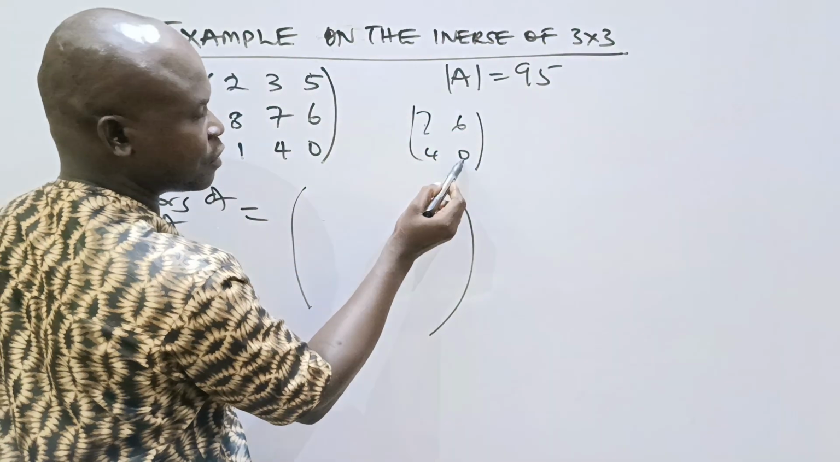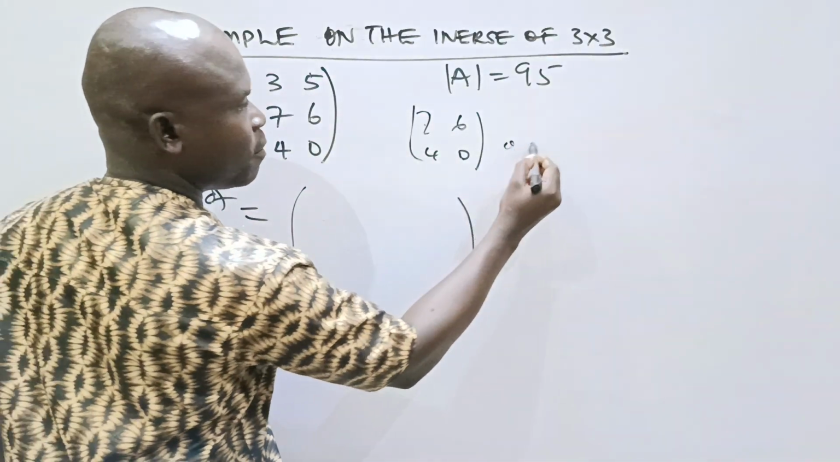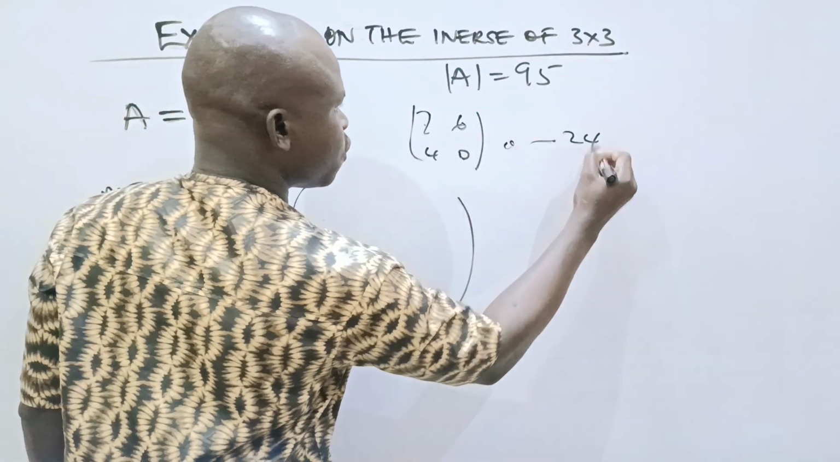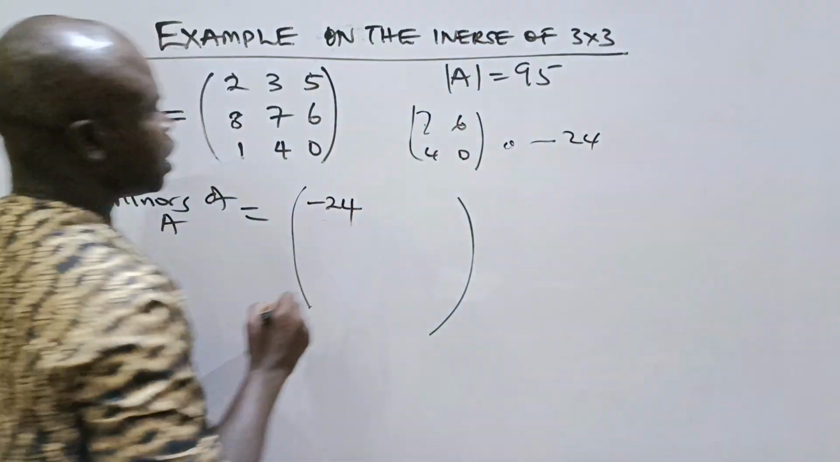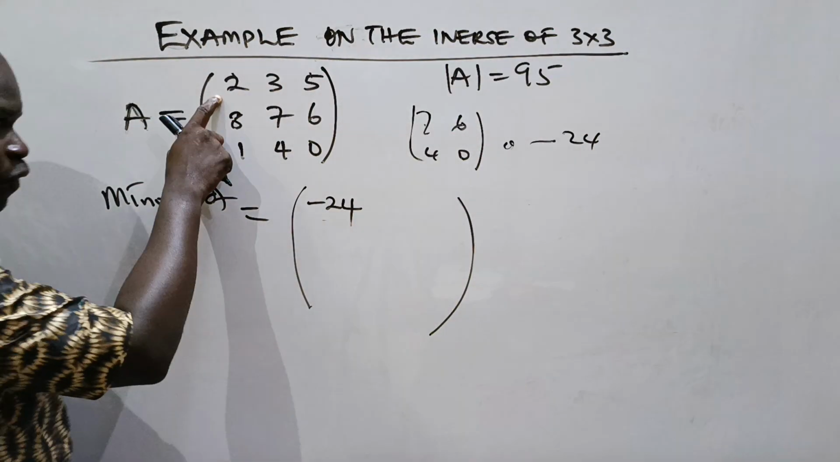That will be 7 times 0 is 0, minus 4 times 6, 24. So here will be minus 24. That will be the first minor of this first row, first column.